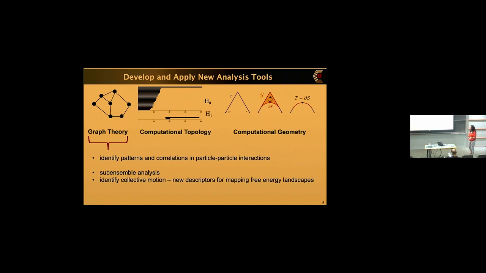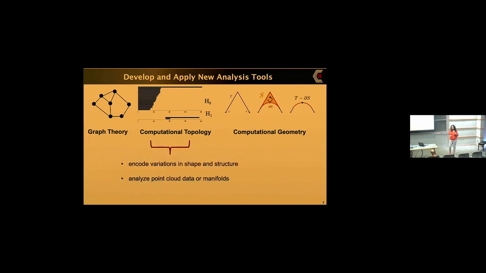We use graph theory to identify patterns and correlations between particle-particle interactions. We do this to try and take the entire ensemble of all of the observed species in our simulations and decompose it so that we know the complete distribution of everything that's there. And we also use graph theory to identify collective behavior. And so this might mean, for example, new descriptors for mapping out free energy landscapes in biased molecular dynamics simulations.